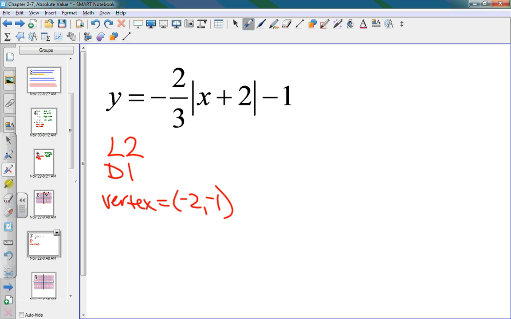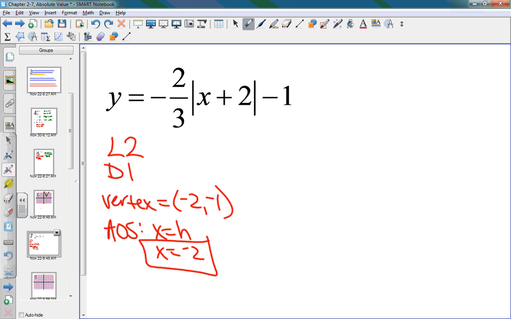Now, what falls out of here after you find your vertex? Your AOS, your axis of symmetry, comes out. Axis of symmetry is always x is equal to h. So what is going to be my axis of symmetry here? Negative... x is equal to negative 2. Okay, well that's wonderful. We talked about our h, we talked about our k, we found our axis of symmetry.